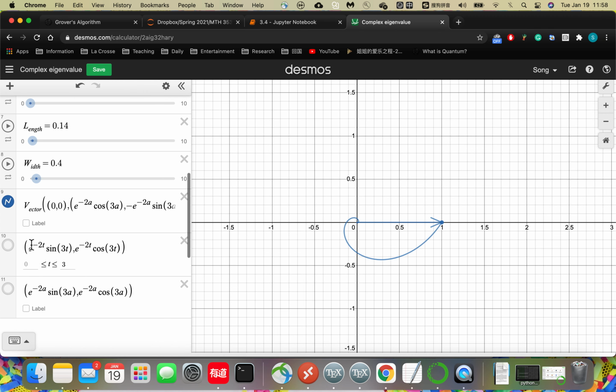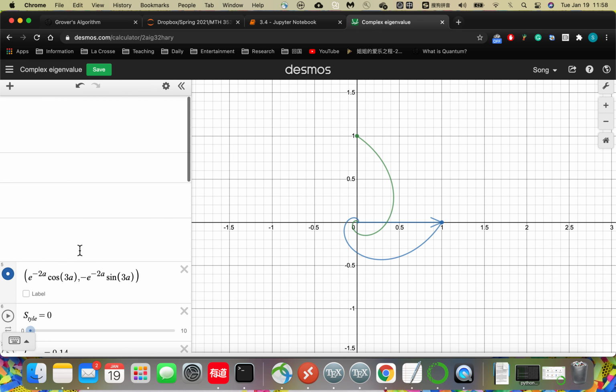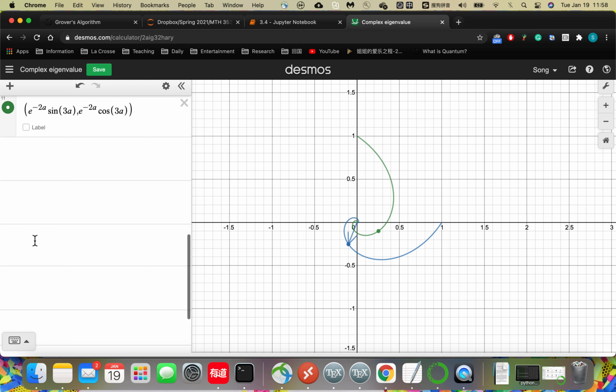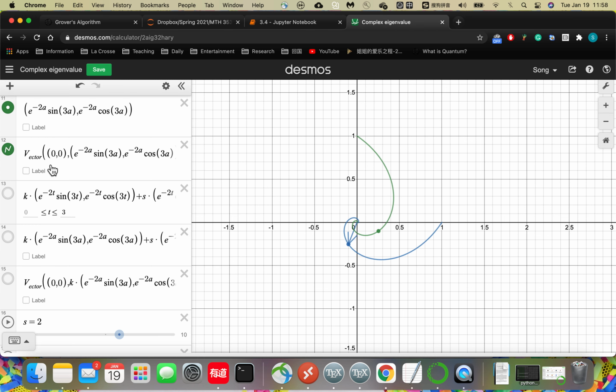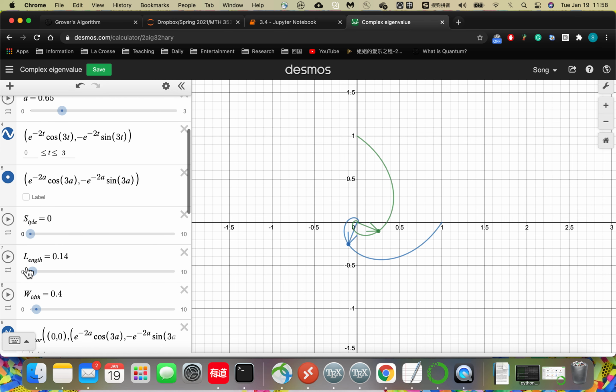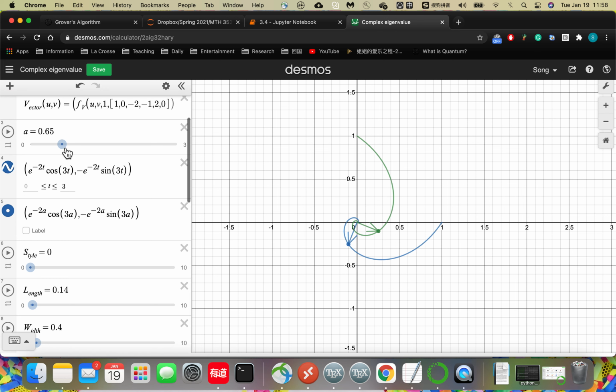Now, what about the second solution? It's going to give you another circle, and then you rotate and you shrink. Okay, so you have two solutions. Remember, we have the real part, which is the blue, and the imaginary part, which is the green. We let both solutions just keep changing. You can see they both shrink to the origin.